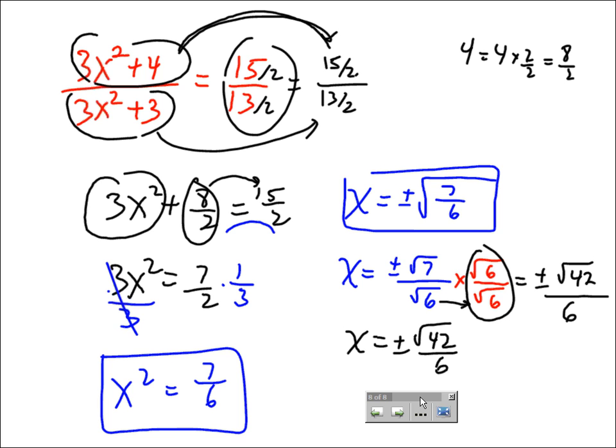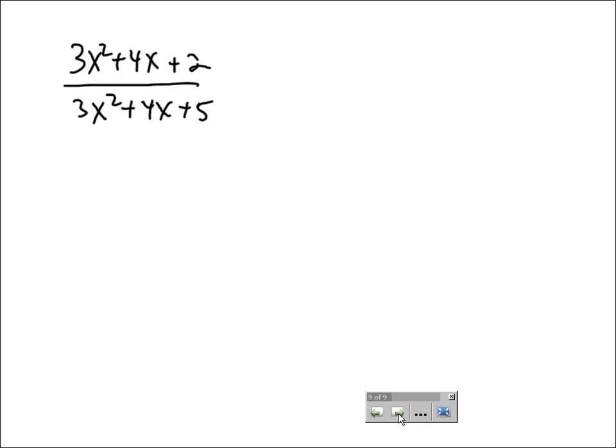So it will even work if it's nonlinear. What has to be the case is that this is the same. And we can get more ridiculous. We'll see how far I go with this. But you can have 3x squared plus 4x plus 2 over 3x squared plus 4x plus 5. The bottom is 3 more.